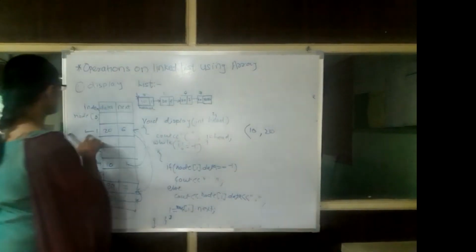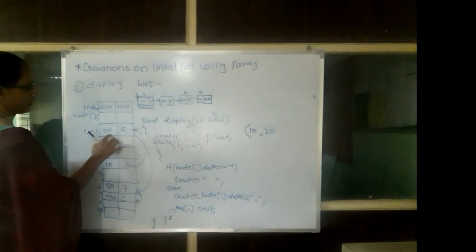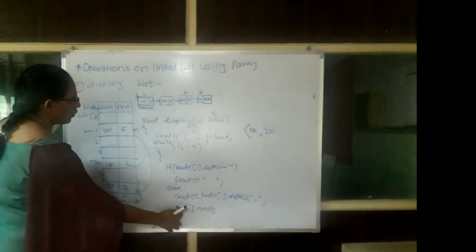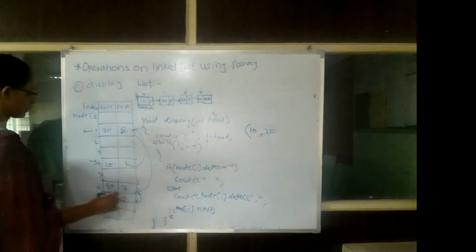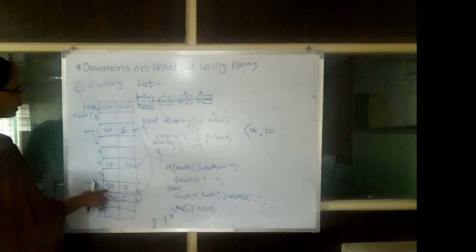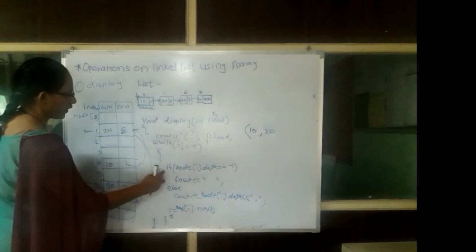Then for 1, here 20. At the first location what data is there? We are taking only the data part, so it will print data 20. Then node of 1 dot next is what? 6. So I is now 6. So it will go here to 6. Okay. So 6 is not equal to -1. It will go in the while loop.